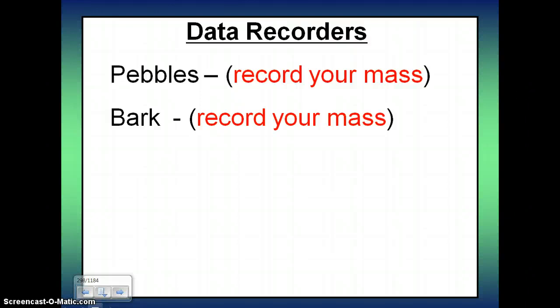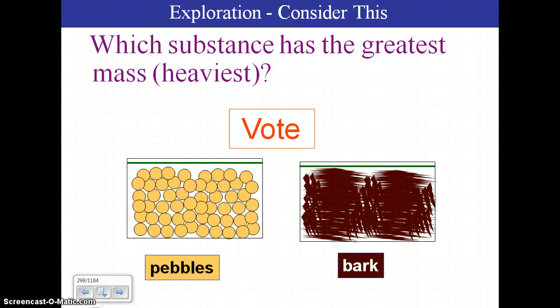Very good. When I count to 5, I want every team to show me your data. 1, 2, 3, 4, 5. Very good. How many people found that the pebbles were much, much heavier, had a much greater mass than the bark? Very good. And from looking at the data, all of us found that the bark has a much smaller mass, the pebbles have a much greater mass. So our prediction was correct.